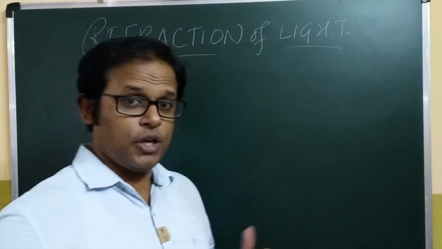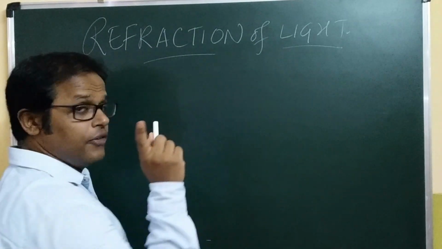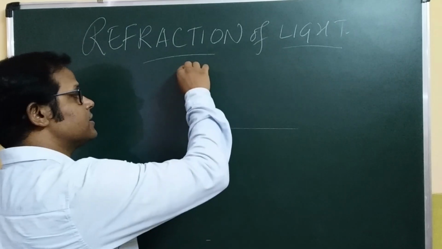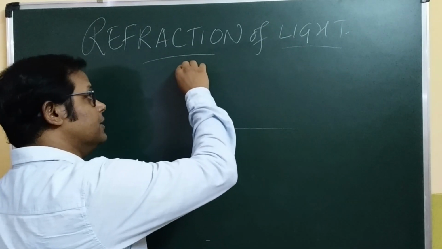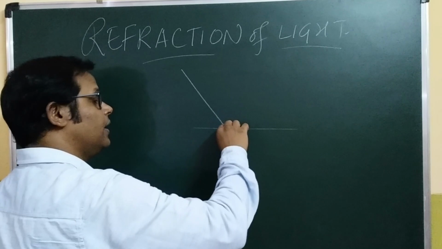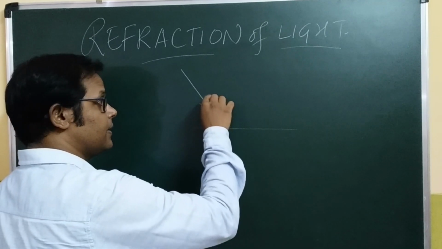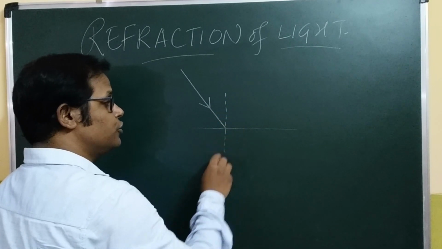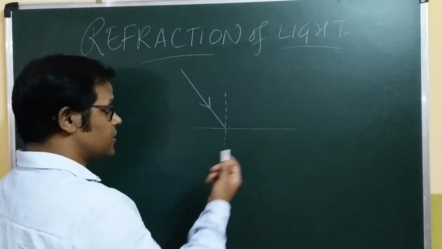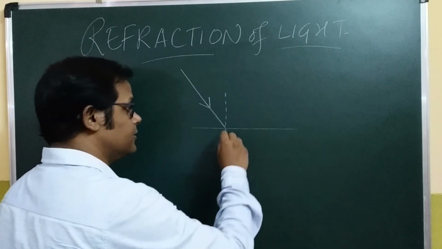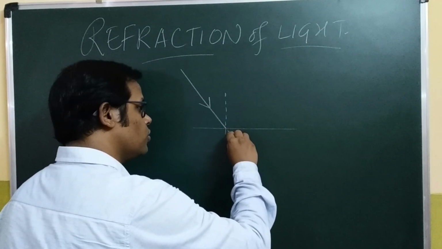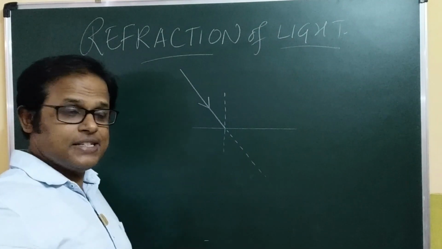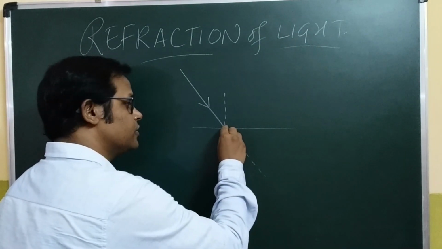It happens because when a ray of light propagates from one transparent medium, air in this case, into another transparent medium such as water, as you see here, it does not go straight as it should have, but rather it changes its direction of propagation.